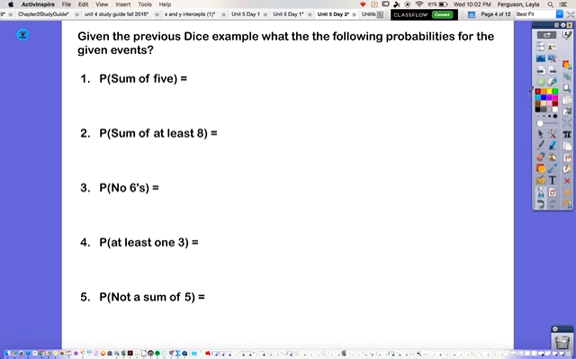To use our previous example about the dice, for number 1 we have to find the probability of the sum of 5. If we think about 5, we could say, okay, if we had a red that was a 1, plus a green that was a 4, that would add up to give me 5. I could also have a red that was a 2, plus a green that was a 3, that would add up to 5. I could have a red that was a 3, plus a green that was a 2, and that would also give me 5.